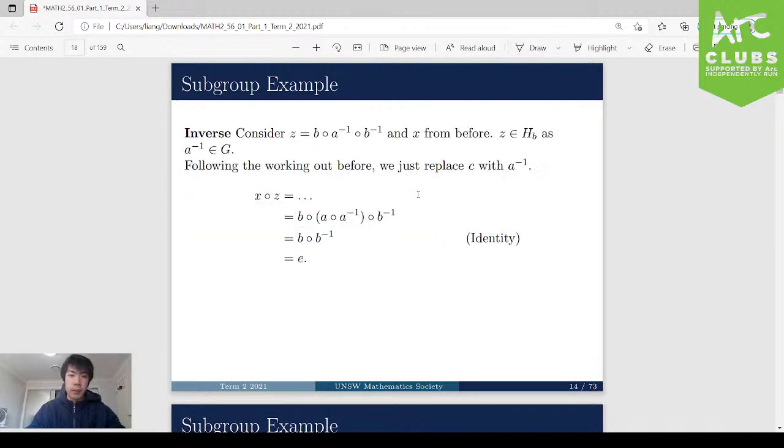Now the next property we have to prove is that its inverse exists and lies within H. Okay. For this particular example, we're going to claim something as its inverse and prove that it actually works. So we're going to claim that Z is B dot A inverse dot B inverse. So where did we get this from? Well, if you recall, something being within H must satisfy this.